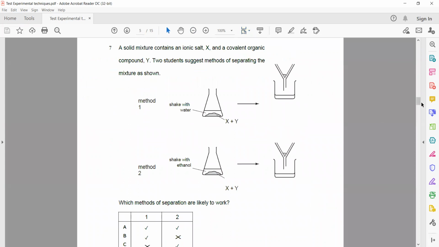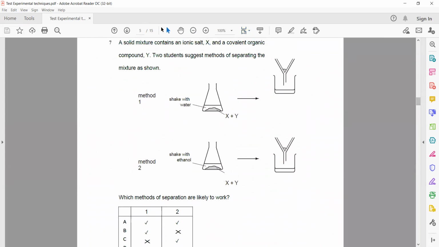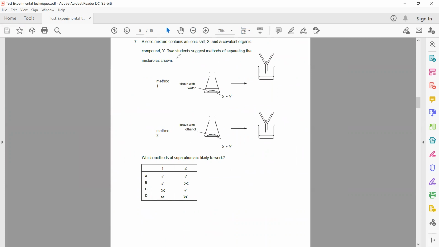In question 7, a mixture of ionic salt X. So there is ionic salt X, and as we discussed, ionic compounds are water soluble, they dissolve in water. And a covalent compound Y is there. So Y is a covalent compound, and covalent compounds are insoluble in water, but they are soluble in alcohol.